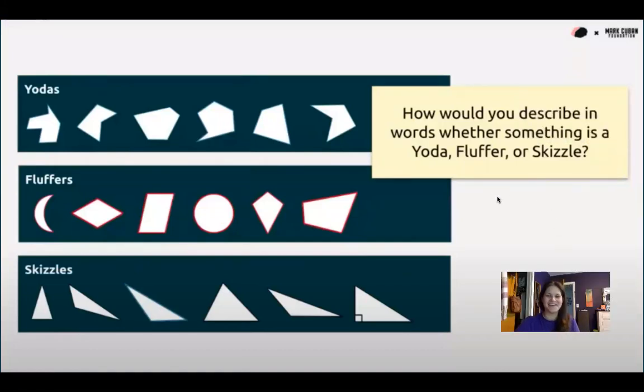Okay. So now, how would you describe something in words as, is it a Yoda, a fluffer, or a skizzle?